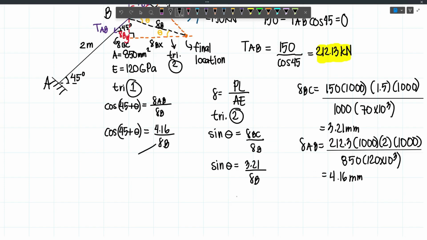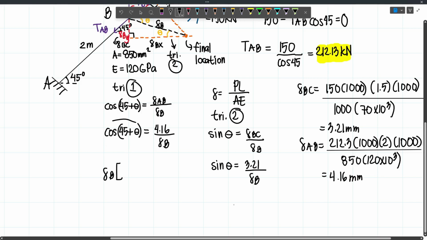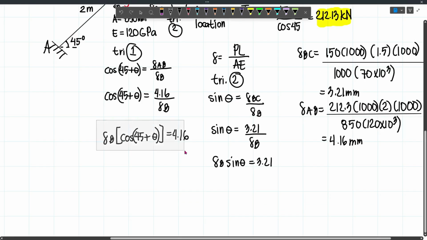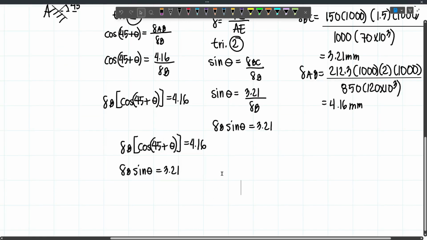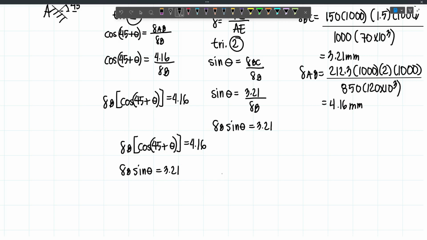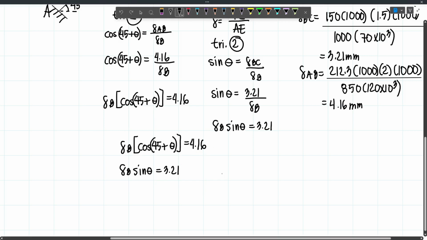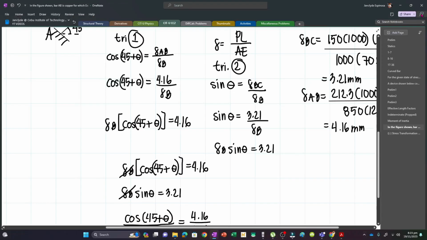And then pwede din nato siya i-multiply sa both nga sides. And so may mo ng elongation sa B times cos 45 plus theta equals 4.16. And then elongation sa B sine theta equals 3.21. Kanang duha, diba sa algebra pwede man na to i-divide ang naa sa left hand side ug ang naa sa right hand side. So i-divide na to siya, and so makancel ang elongation sa B. And then ang mabilin kay cos 45 plus theta over sine theta, equal na siya to 4.16 divided by 3.21. And so makakompute na ta for theta.